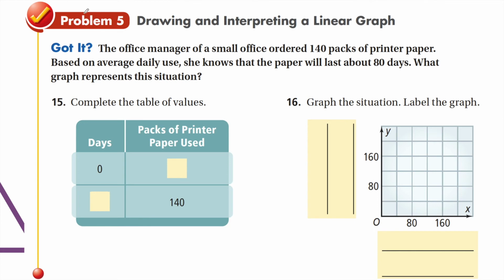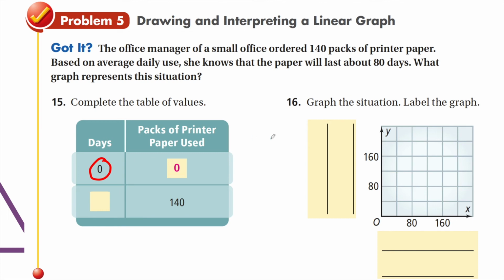Problem number 5. Drawing and interpreting a linear graph. The office manager of a small office ordered 140 packs of printer paper. Based on average daily use, she knows that the paper will last about 80 days or so. What graph represents this situation? Well, complete the table of values. For the 0 day, which means we haven't even started everything yet, we couldn't have used printer paper. Why? It's because we haven't had a chance to.